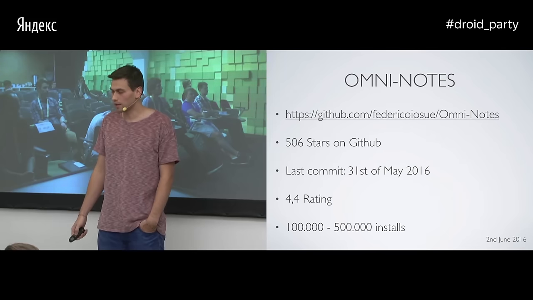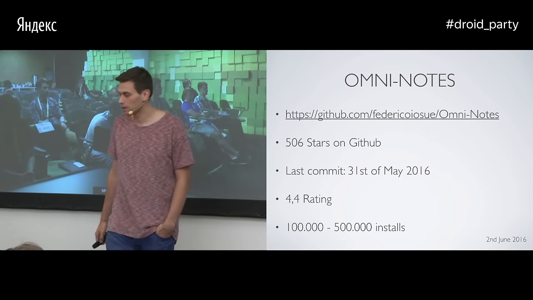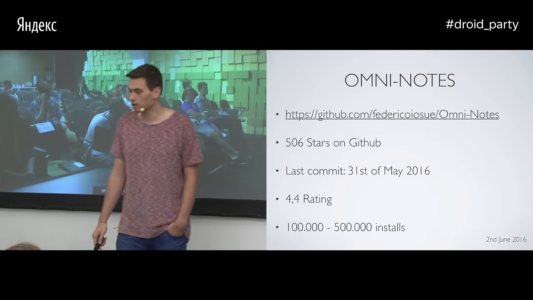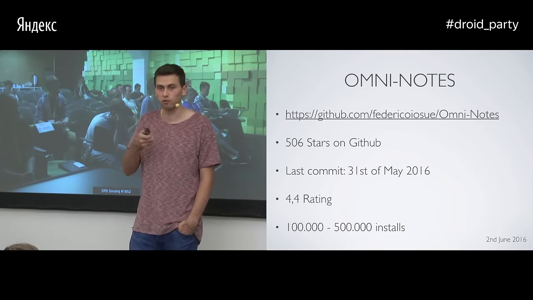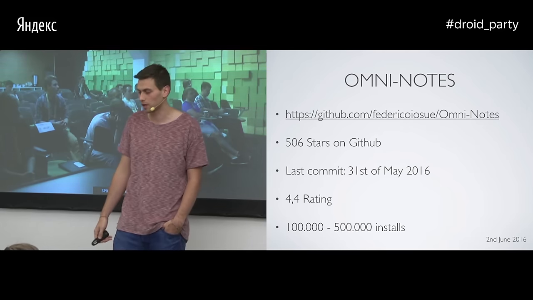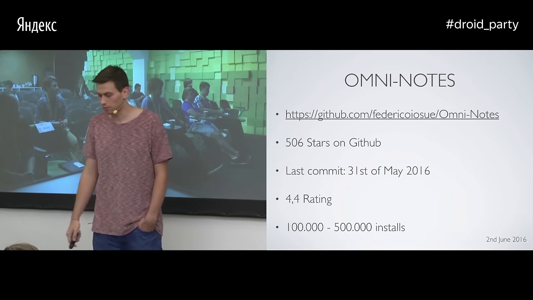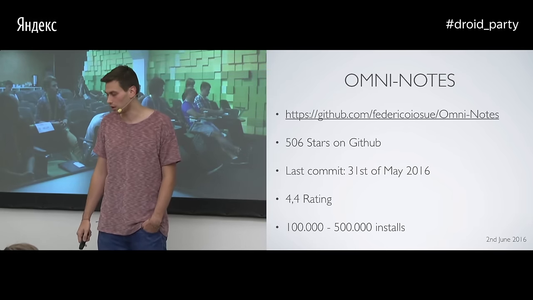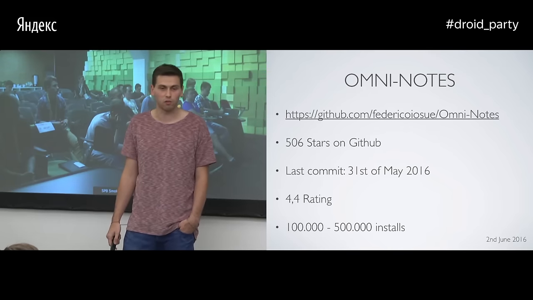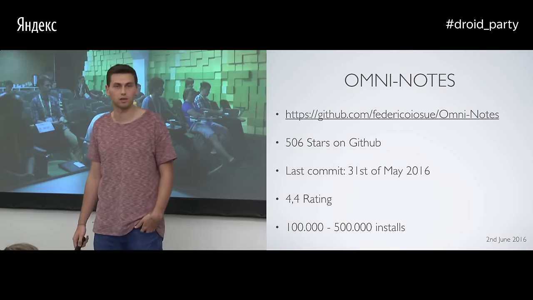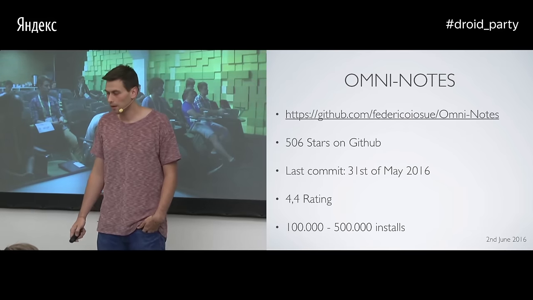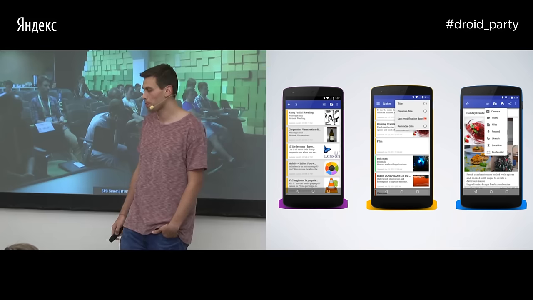OK, so let's start with a simple project. There is OmniNotes, which is basically an application to write notes down. It has 506 stars on GitHub. It's still under heavy development, and it has a 4.4 rating on the Play Store and over 100,000 installs. The app looks like this.